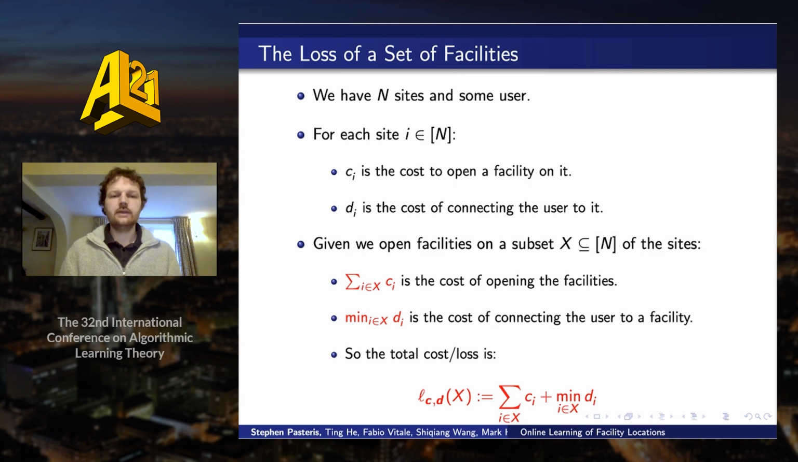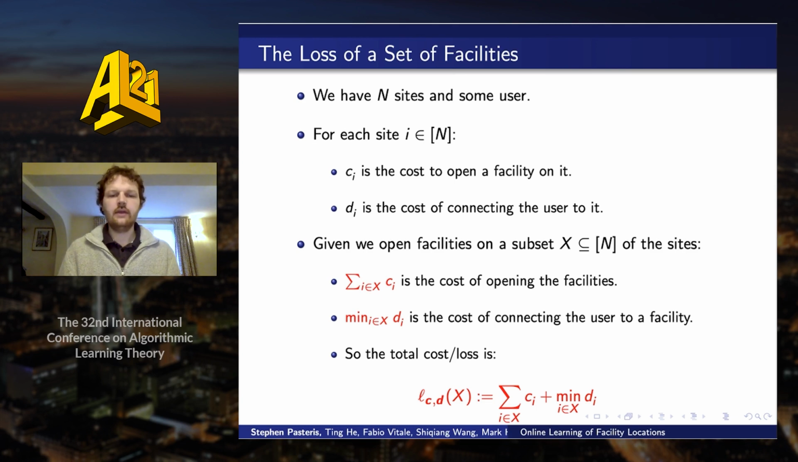First, we're going to give some intuition behind our problem and define the loss of a set of facilities. We have n sites, which are enumerated from 1 to n, and some user. For each site i, Ci is the cost to open a facility on that site, and Di is the cost of connecting the user to that site.